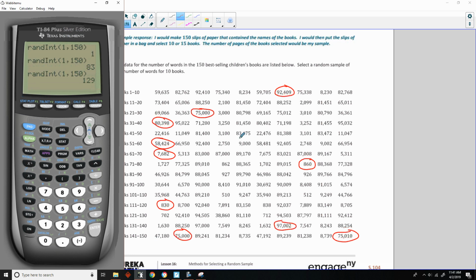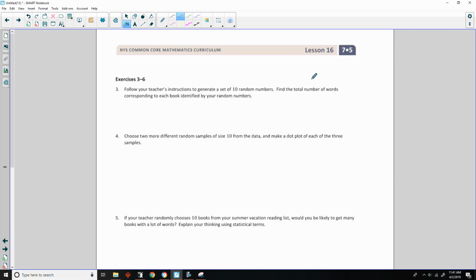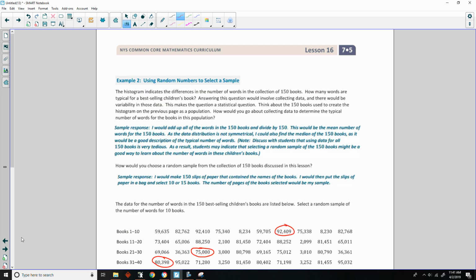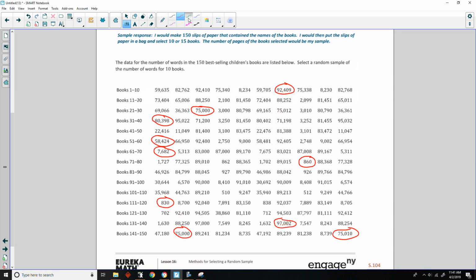But I've already done this. This is my list of 10. So we're going to use that data for this video. So now that I've explained that and found the total number of words corresponding, identify your random numbers. So I'm going to put them in order now, from least to greatest. So 830 is the smallest, then 860. Here's 7,000. That looks like the third one. And then we have 75,000. Two that are 75,000. Interesting. 4 and 5.